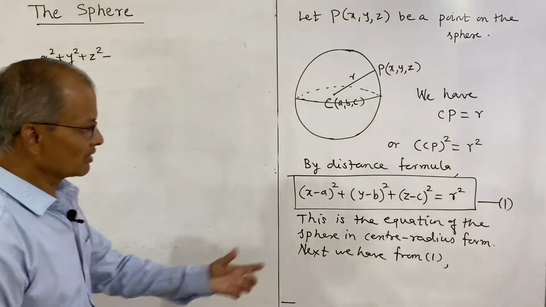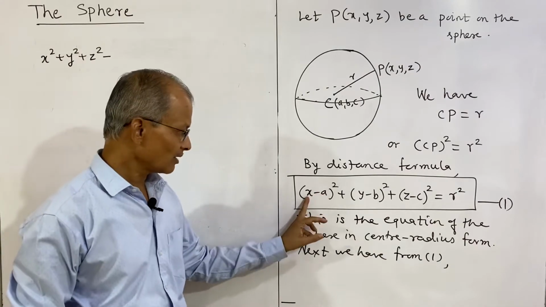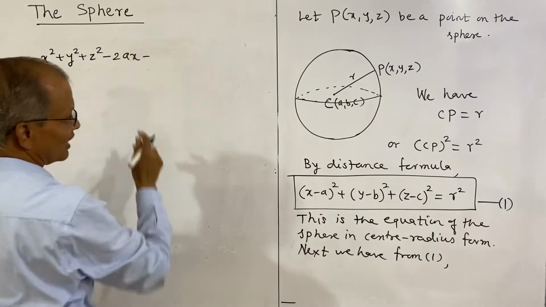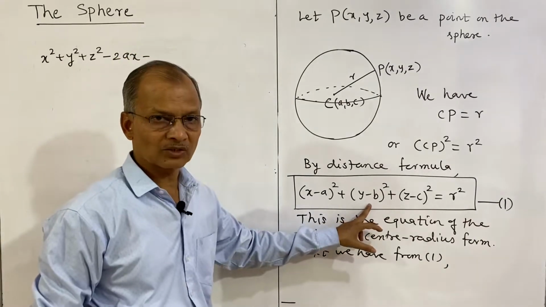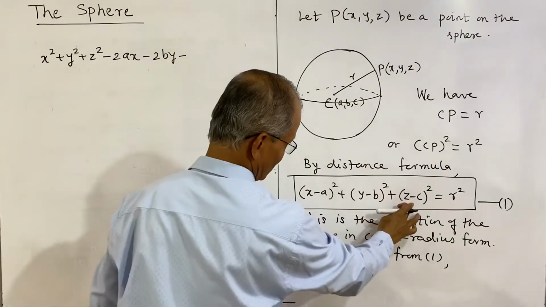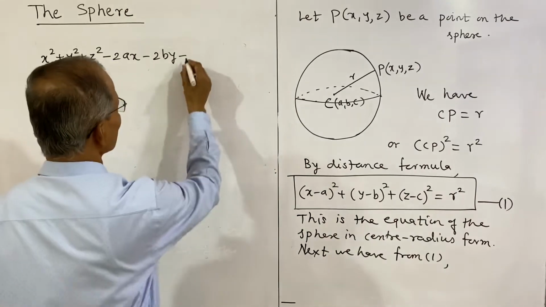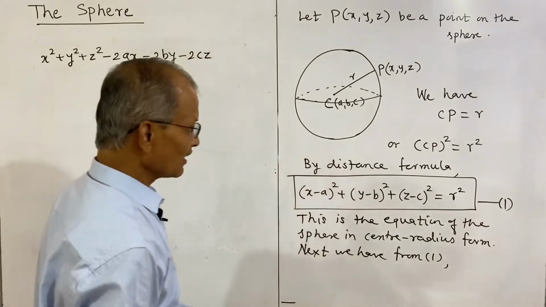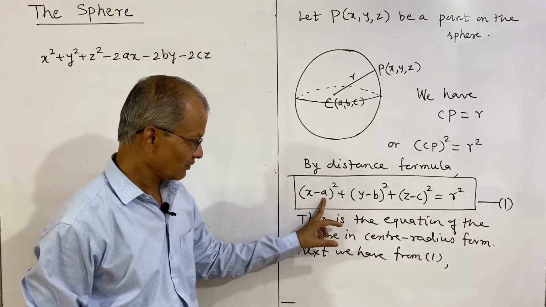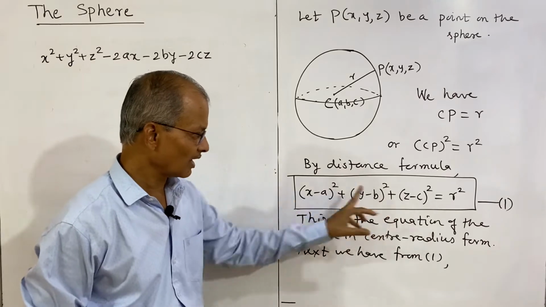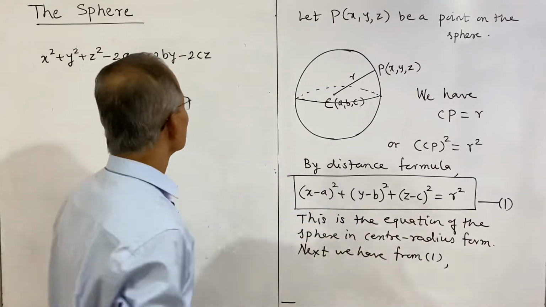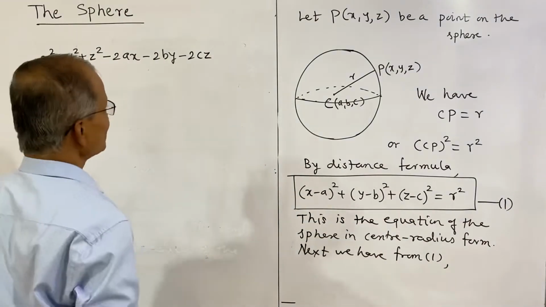Now I shall write the middle term of each square. What is the middle term here? Minus 2a into x, minus 2ax, and then the middle term of this, which will be minus 2by, and next the middle term of the third square is minus 2cz, and further the square terms of each square, that is a square plus b square plus c square, where a, b, c are constants, which are the coordinates of the center, and the right side is r square.